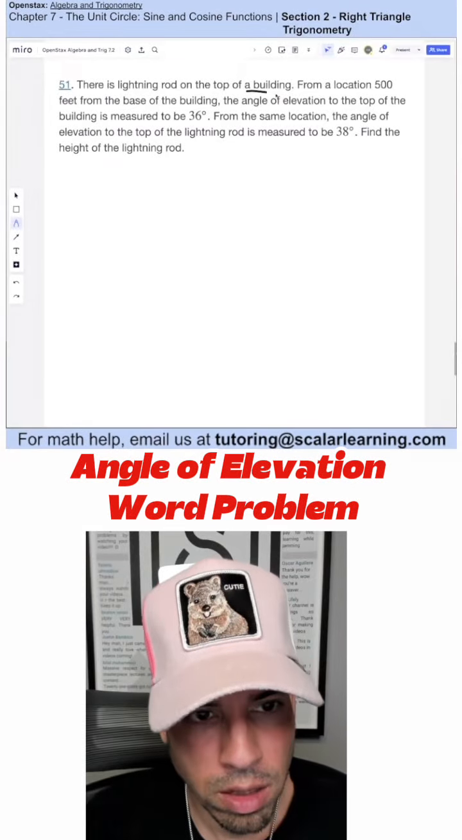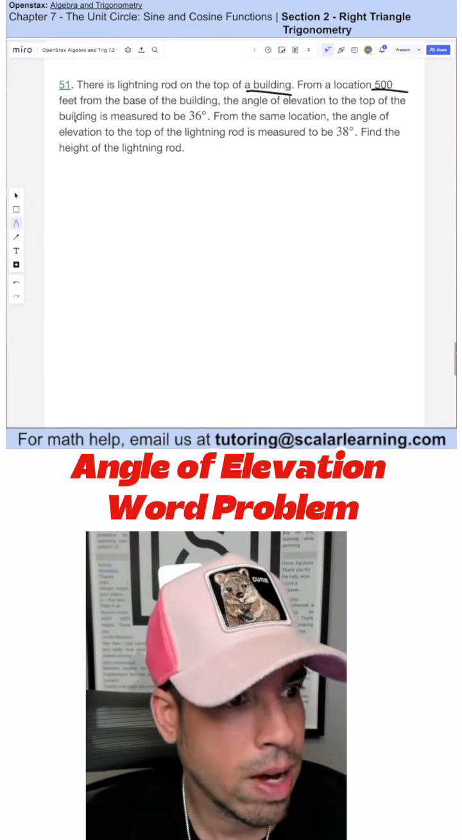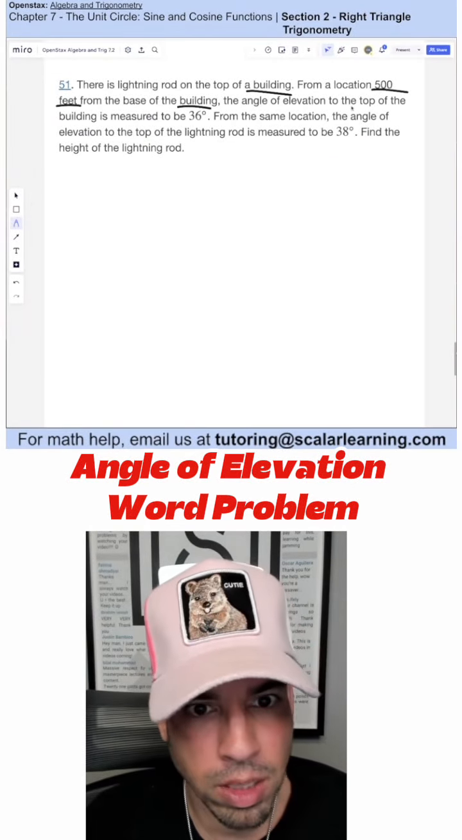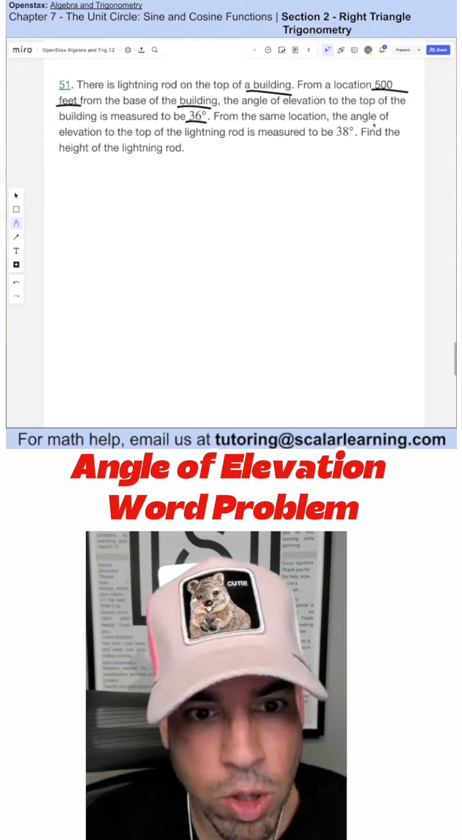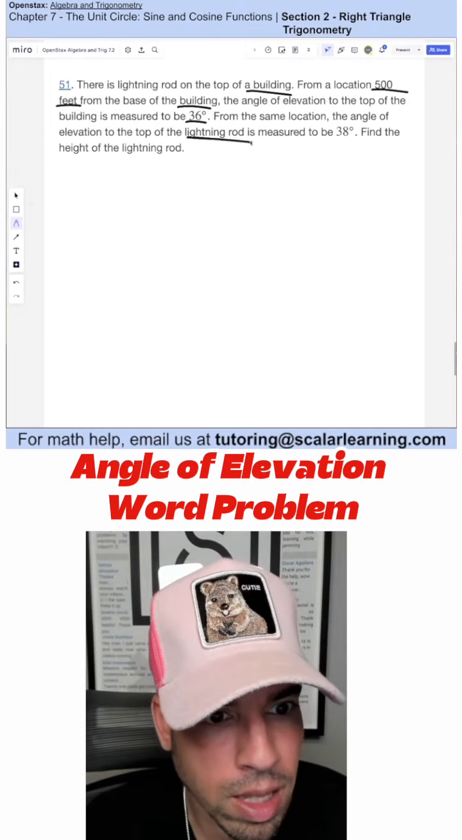There's a lightning rod on the top of a building. From a location 500 feet from the base of the building, the angle of elevation to the top of the building is measured to be 36. From the same location, the angle of elevation to the top of the lightning rod is measured to be 38. Find the height of the lightning rod.